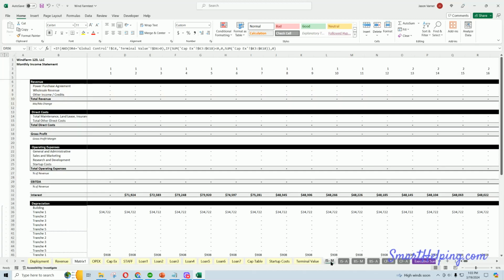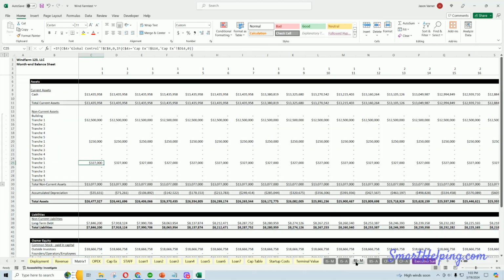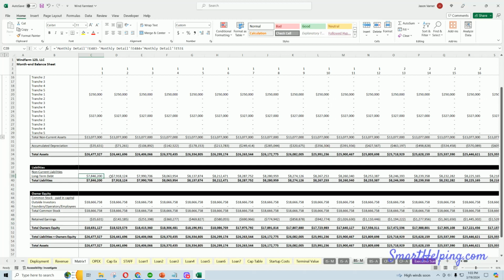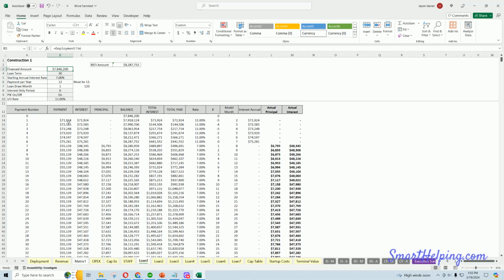If we go over here, the first effect is on the balance sheet. So what do we have going on the balance sheet? Well, liabilities going up because of the borrowing of the loan. But look at here, it's 7.846 million. Now, how are we getting to that? Well, it's this amount, and then this is set up so the payments start in the next month. So next month we should be 71,924 higher.